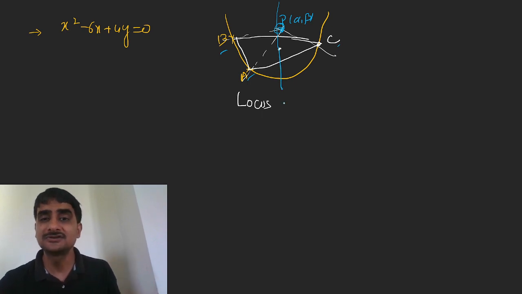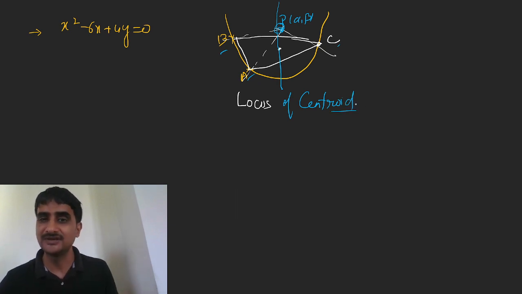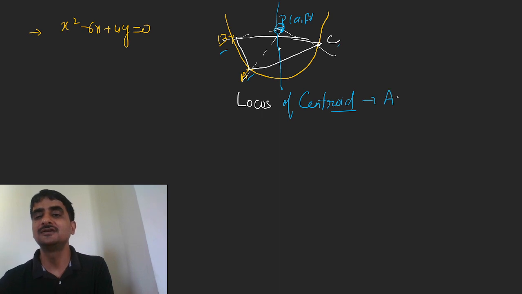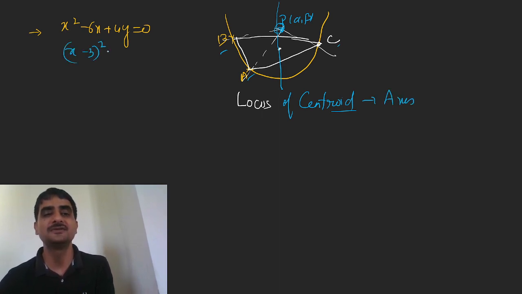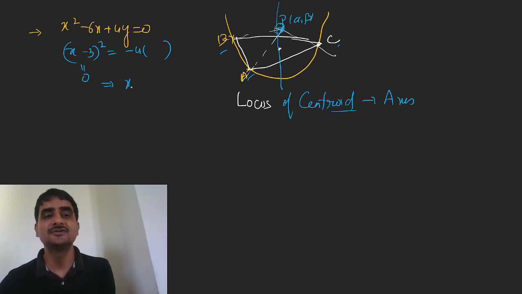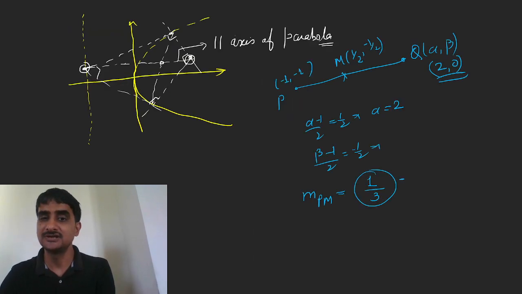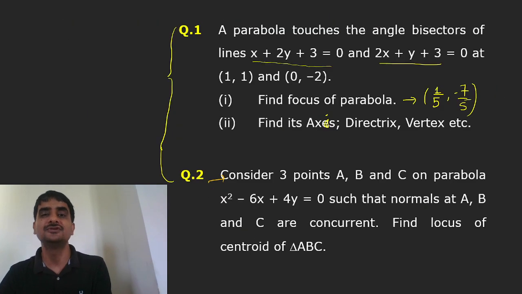So the locus of the centroid, what will that be? Consider any 3 such points where normals are concurrent, and the locus of the centroid is nothing but the axis of the parabola. So how to get the axis? You just complete the square: x minus 3 whole square minus 4 times y something. Now we know if you equate the perfect square with 0 in the equation of the parabola, we get the equation of the axis. So x is equal to 3 is the axis of the parabola, and that's the locus of the centroid. So those were the 2 questions for today.